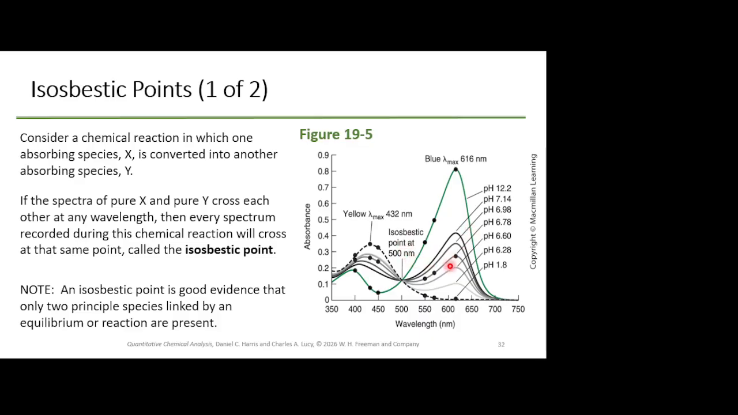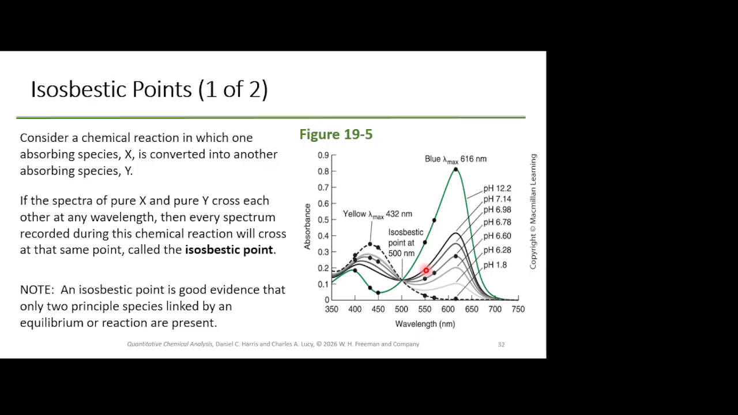Then every spectrum recorded during this chemical reaction is going to cross at that same point. And this is going to be called the isosbestic point, and that's this point right here. See how they all cross at that exact same point?